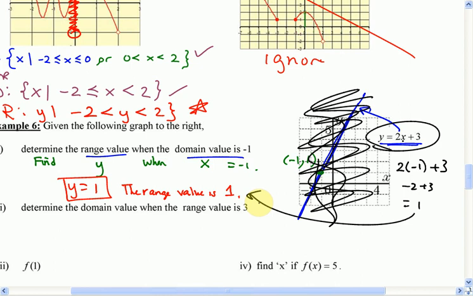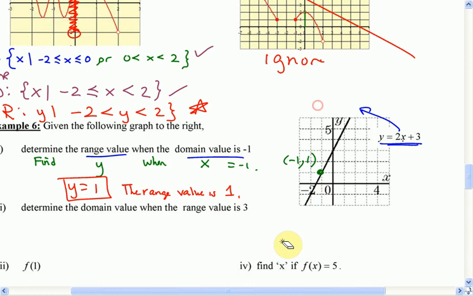The next question, you mean? All right, let's do the next one. Mehdi said, hey, Mr. Lee, that's cool, but how do you find the next one? Okay, so determine means find, right? When I say the domain value, what letter am I asking you to find? X. When the range value, what's that? When y equals 3.